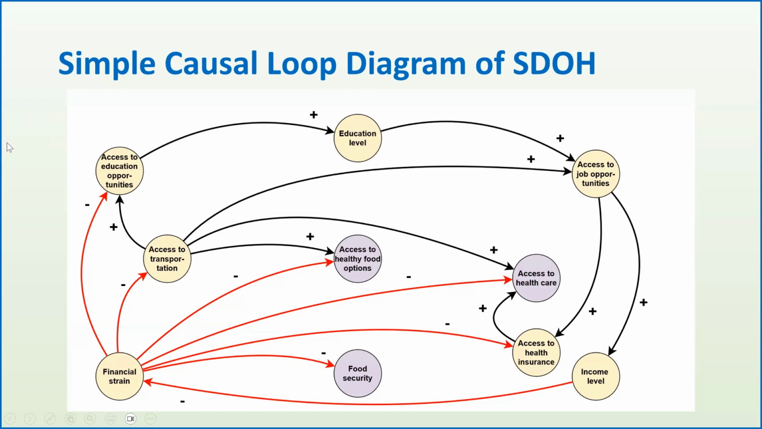And if we follow the paths through these, we can see that in some cases, some sets of nodes together form self-reinforcing cycles, such as access to transportation, and the way it affects access to job opportunities, which in turn can affect income level, which in turn affects financial strain, which can affect many things, including access to transportation. So for any of those four, we can follow that path and get back to where we started. So we have this sort of self-reinforcing cycle.